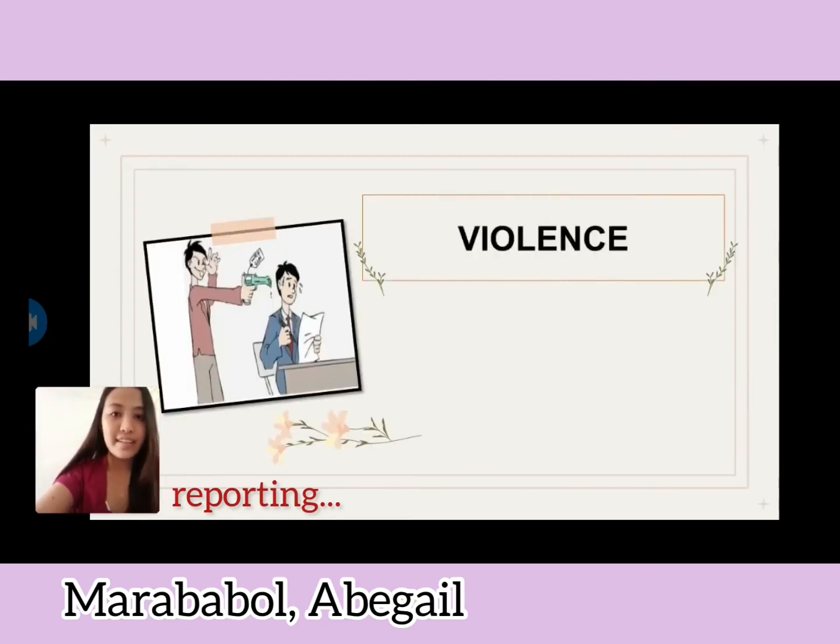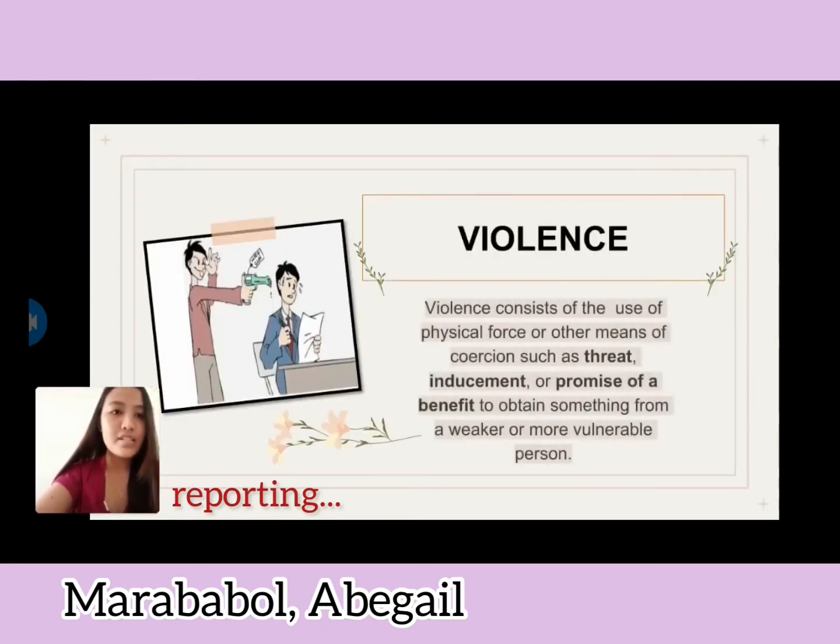Next, we have violence. Violence consists of the use of physical force or other means of coercion, such as threat, inducement, or a promise of a benefit to obtain something from a weaker or more vulnerable person. All in all, violence is really an extreme form of aggression. Using violence involves forcing someone to do something against his or her will, of course with the use of force.